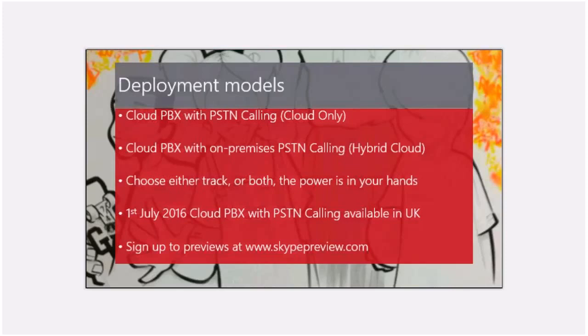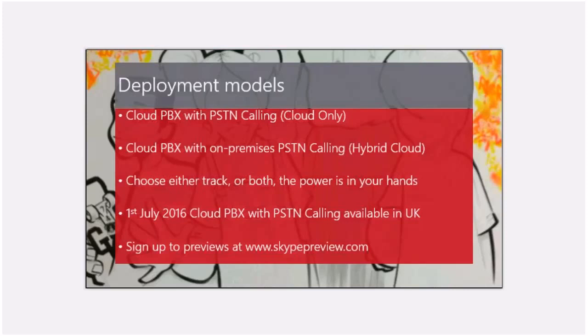The other option with CloudPBX is CloudPBX with on-premises PSTN calling, which is referred to as hybrid cloud. This is having users homed in Office 365 using CloudPBX, but all their PSTN calling is coming via an on-premises deployment. In this scenario, we need some on-premises Skype for Business server, or there's something that's just been released called Cloud Connector Edition that provides connectivity to the on-premises PSTN. So our inbound and outbound calls are coming from an on-premises solution, not from Microsoft or Office 365.